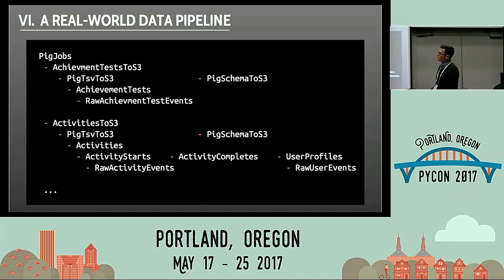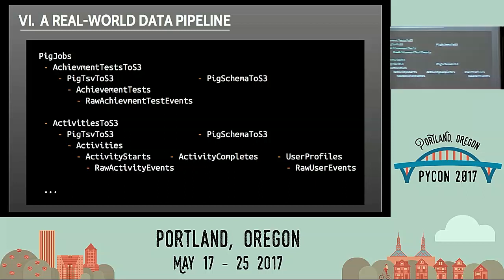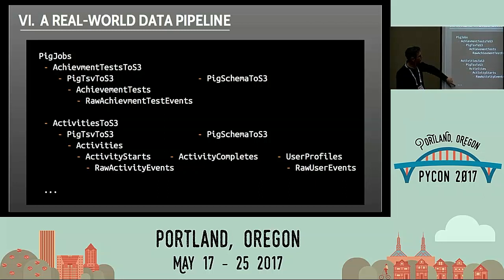Here's a summary of what's going on. We've got the top Pig jobs wrapper, which requires a few different S3 files. Each one of these has a Pig TSVs to S3 and a Pig schema to S3. Both of those jobs require the individual class that'll make the output file, and that might have some more requirements. But at the end of the chain is going to be a raw something event class. Any questions about any of that?